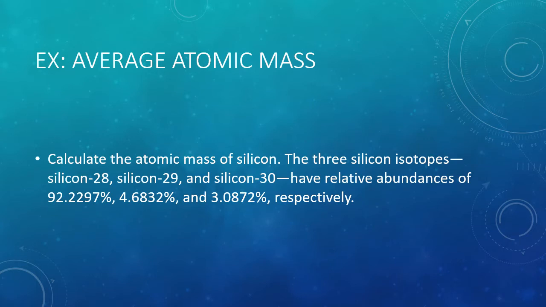Let's do an example of how to calculate average atomic mass to review this skill. Calculate the average atomic mass of silicon. It has 3 isotopes, silicon 28, 29, and 30, and their relative abundances are provided as well. So what we will do is we will take each of these isotopes, number 28, number 29, and number 30, and multiply them by their respective percent abundances. However, the percents should be in their decimal form. So for silicon 28, we will be multiplying it by 0.922297, which is 92.2297% in its decimal form.